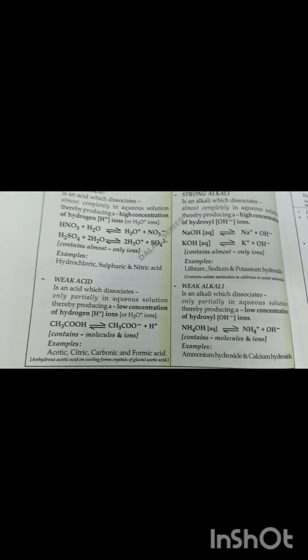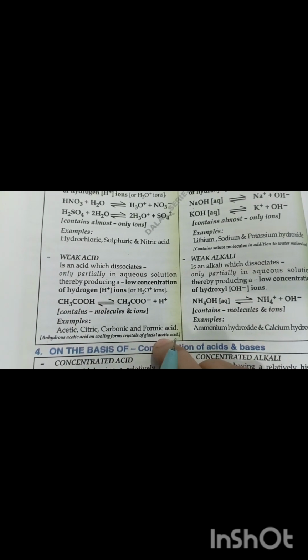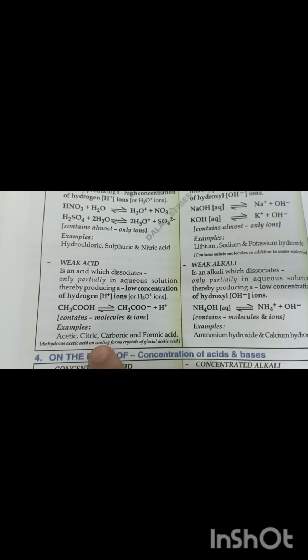That's why normal rain is also not completely neutral, it is slightly acidic. So why is normal rain slightly acidic? Because it contains carbonic acid. Now, anhydrous acetic acid on cooling forms crystals of glacial acetic acid. Anhydrous means when there are no water molecules present.